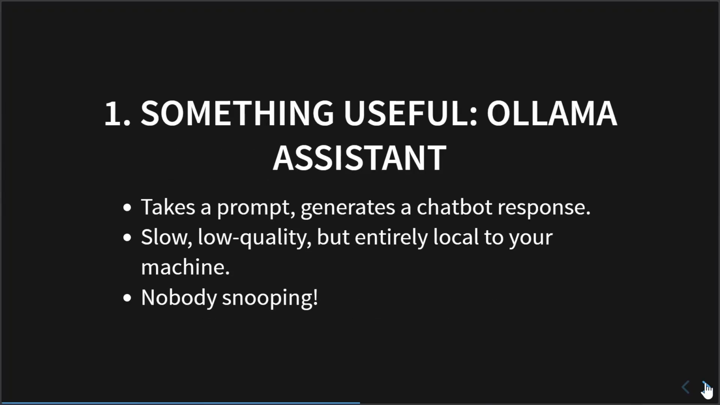This week, something useful is the Ollama assistant. It takes a prompt and generates a chatbot response, very much like ChatGPT. It uses an open source model. It's slow, low quality, takes several minutes, but it's totally local. Nobody's snooping on your conversation. So that's cool. It's a start. We'll have to make it faster and better, but you got to start somewhere.